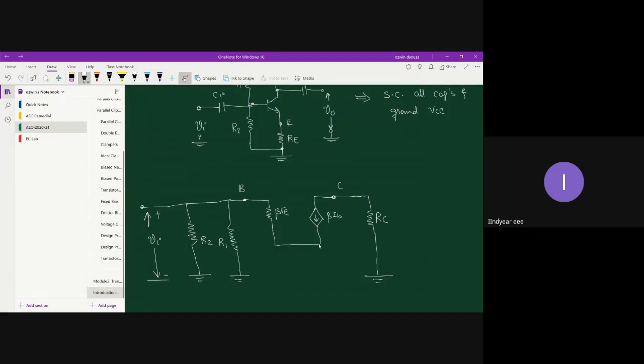What about the emitter terminal? Can anyone tell me what I will do with the emitter terminal now? Can I directly connect the emitter terminal to ground? Is this emitter terminal connected to ground? No, right? This emitter terminal is connected to ground through RE. And RE cannot be ignored because there is no short circuit created by the bypass capacitor.